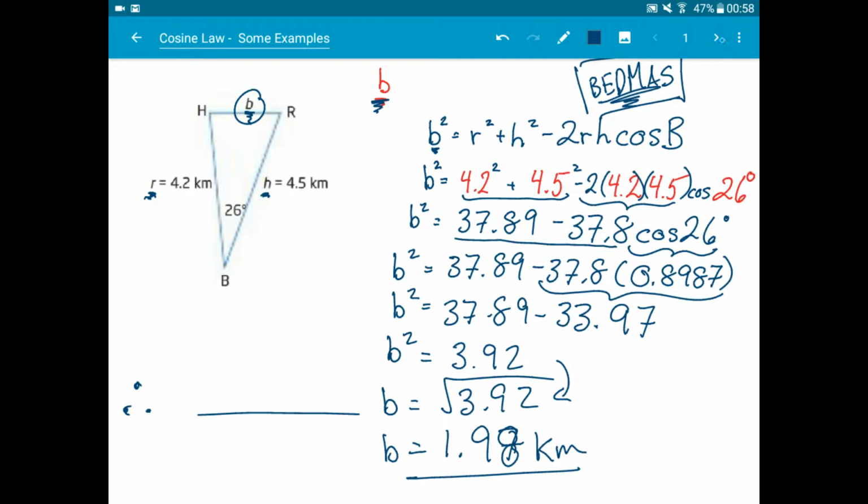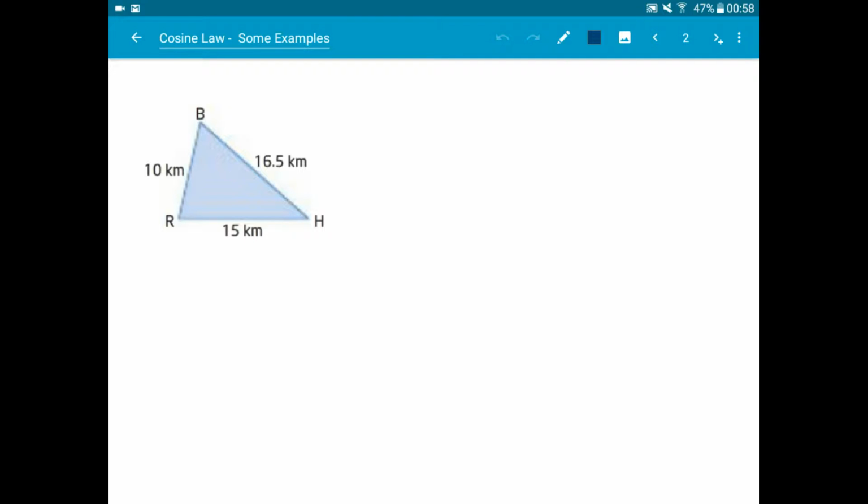Okay, so that's how you find a missing side. Now what if you're trying to find a missing angle? Well, let's just try to find, let's look for angle R here. It doesn't really matter. Now the key is that if you don't label your sides, you're going to mess up.